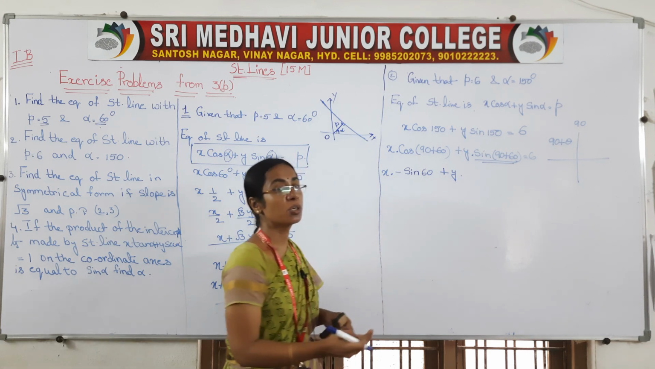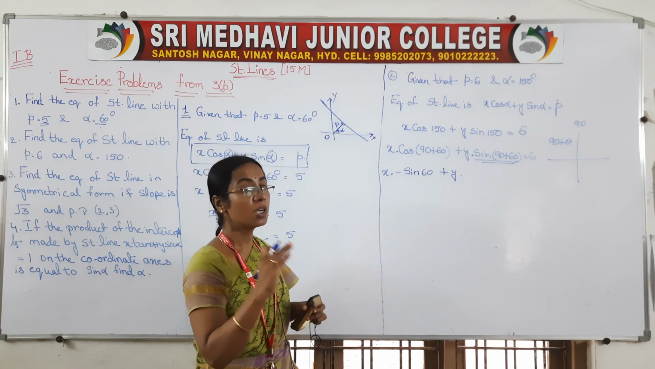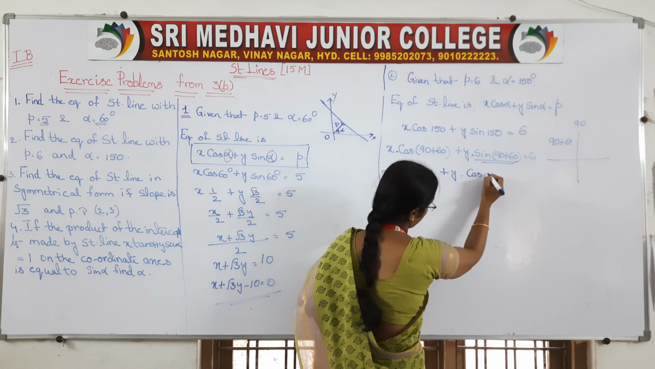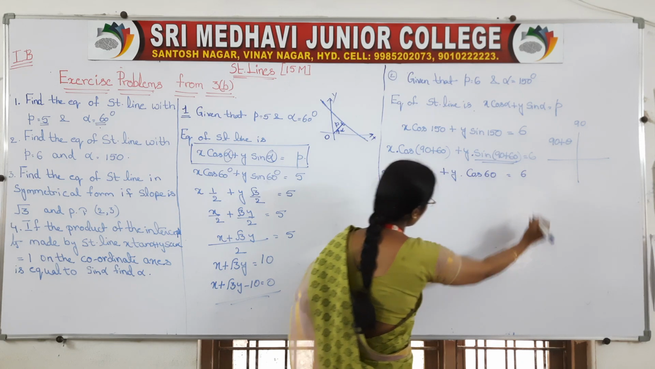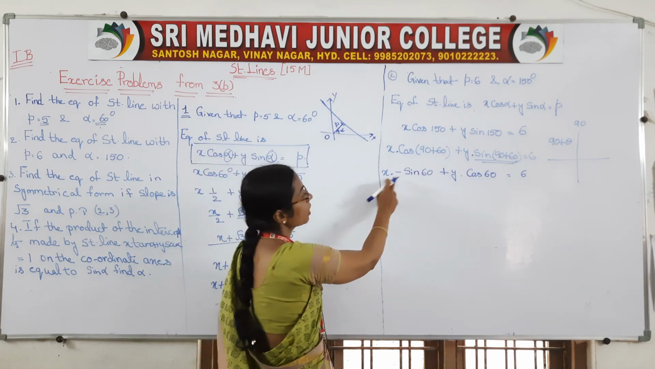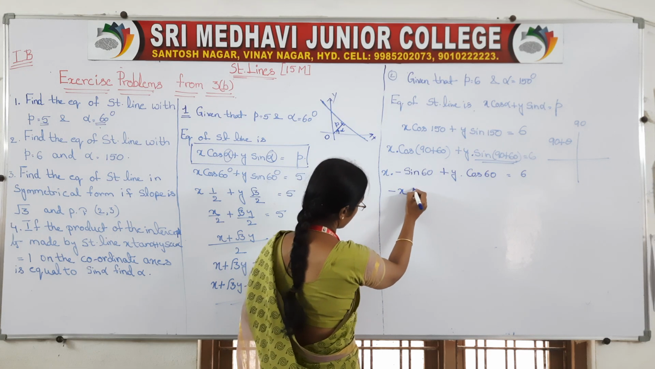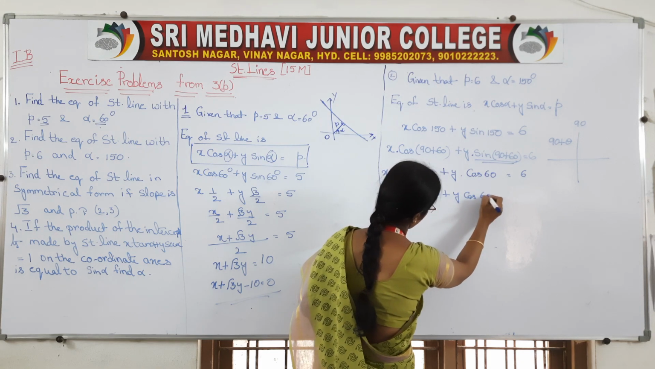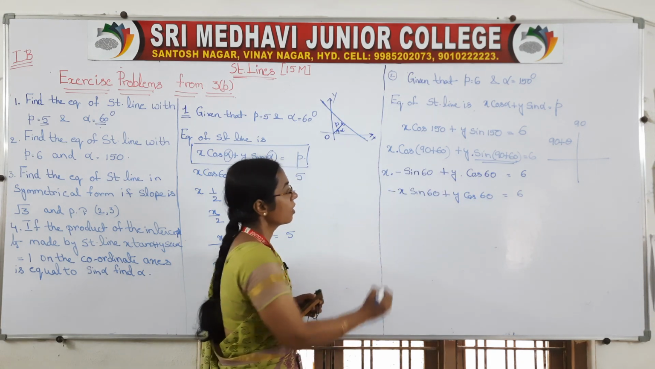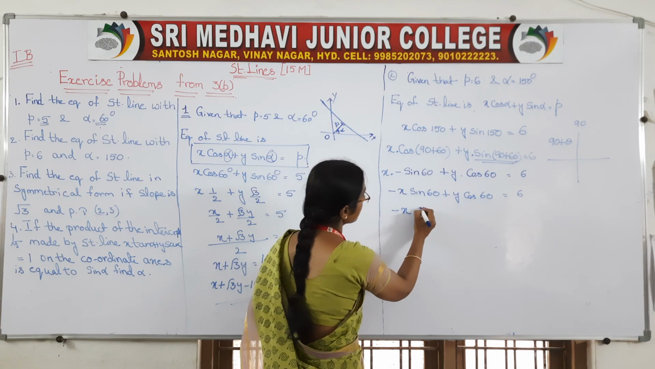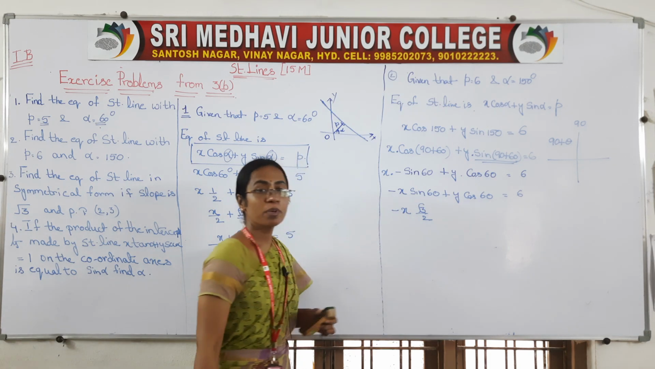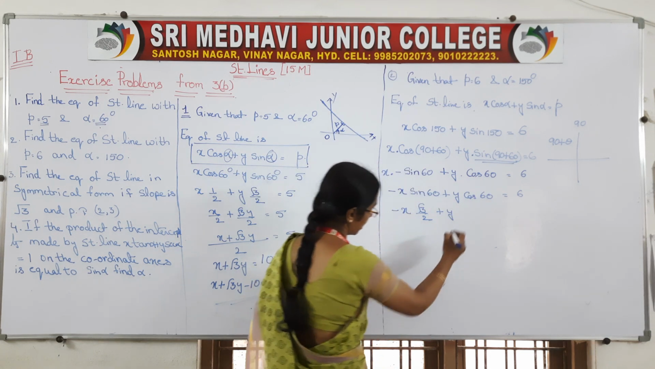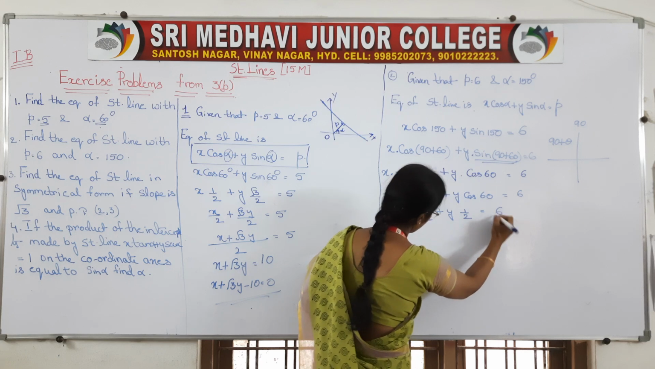Now come to the ratio. For 90 plus theta, the ratio changes. So sine changes to cos of the angle, that is cos 60 is equal to 6. So here plus into minus, minus. So minus x sin 60 plus y cos 60 is equal to 6. According to the trigonometry formulae, minus x into root 3 by 2 plus y into cos 60, which is 1 by 2, is equal to 6.